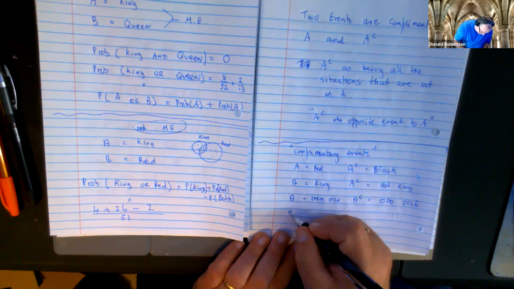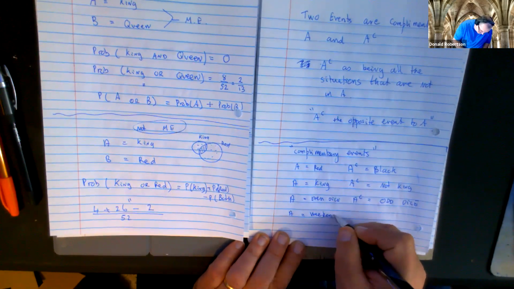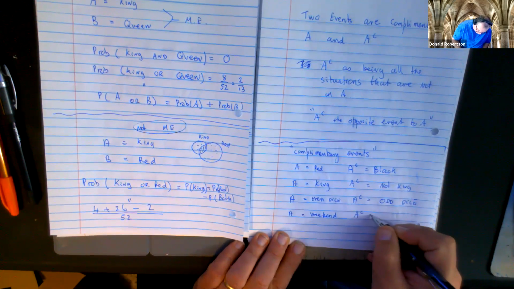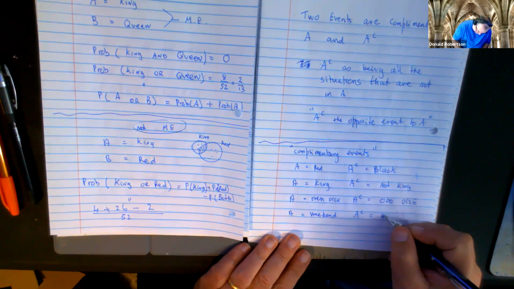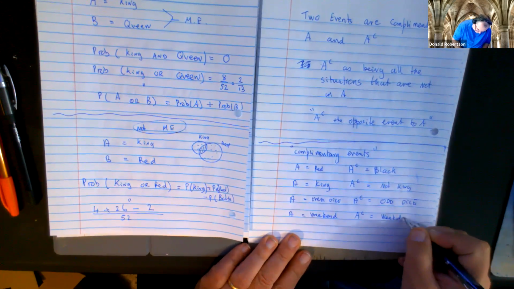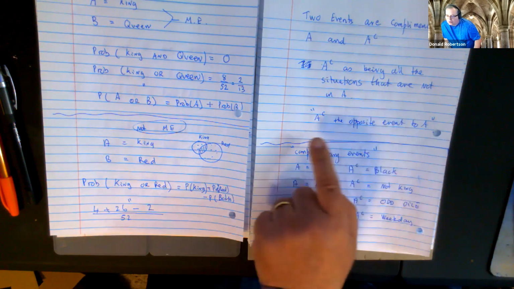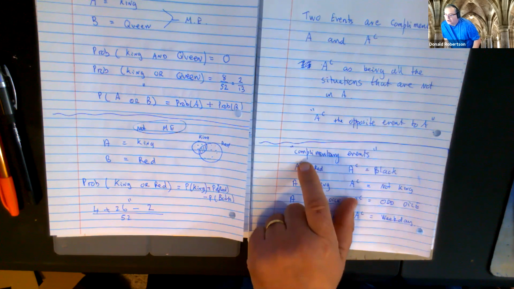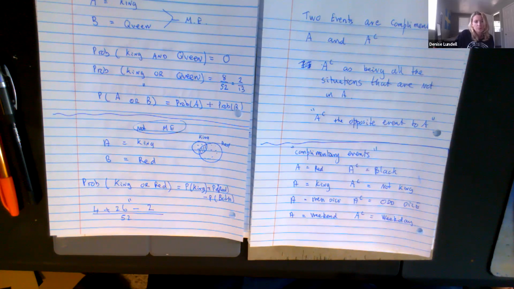If A was being born on a weekend, then the complementary event would be born on a weekday. You see that they're like left and right-handed. There are no bits left over that don't belong in one or the other. You have to be in this or you're going to be in the complement, right? So they're basically opposites. Basically opposite.